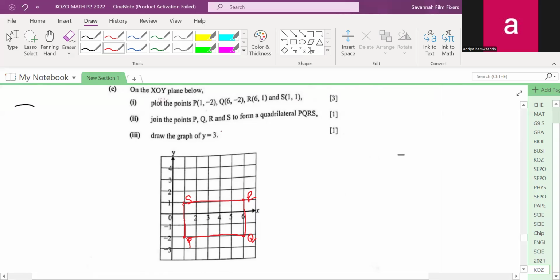Then what are they saying? We plot this line here. So to plot this line here, y is equal to 3. This is in the positive y-axis. So where there is 3, you just cut it here. So this is the line y equals 3. Then you're done. That's all.